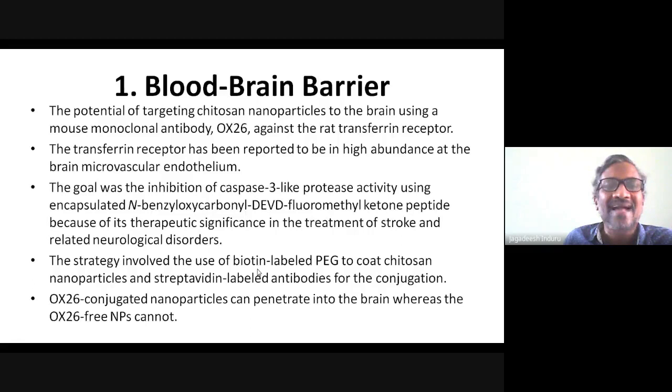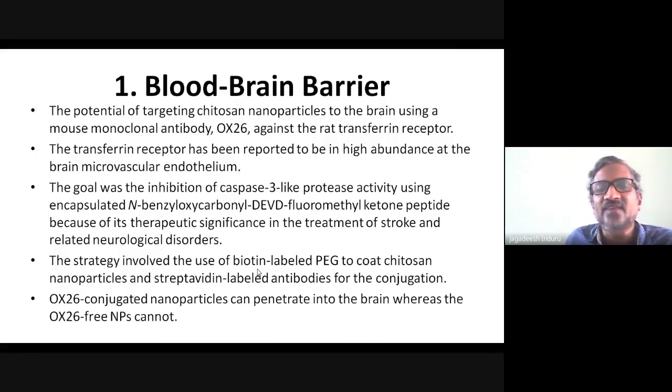The transferrin receptor has been reported to be in high abundance at the blood microvascular endothelium. That is the reason that if you give the monoclonal antibody to that particular receptor, we are going to have more abundance of the drug. So the goal was to inhibit the caspase-3 like protease activity using the peptide that is being given. Most of the time we give it as a course initially. It is given in a chemical structure, N-benzyloxycarbonyl-DVD-fluoromethyl ketone peptide, because of its therapeutic significance in the treatment of stroke and related neurological disorders caused by abnormalities in the brain. So it has come into existence that we can use these nanoparticles loaded with these particular enzymes to treat the diseases.